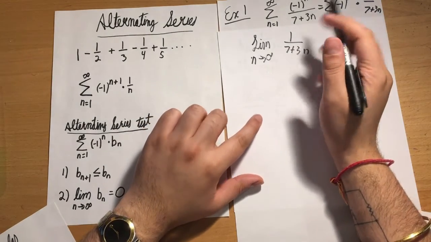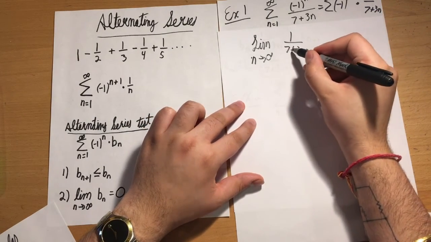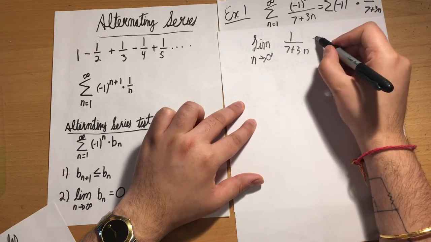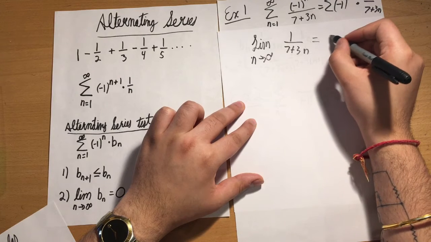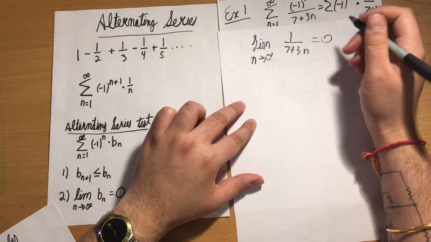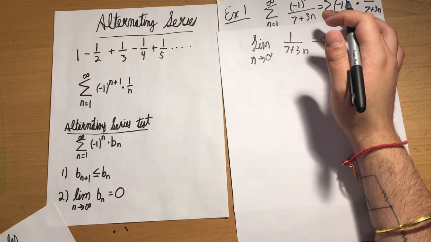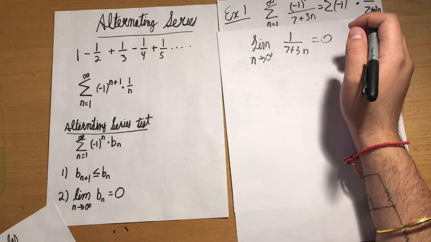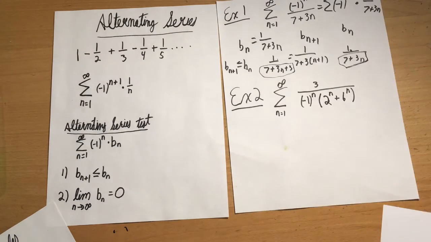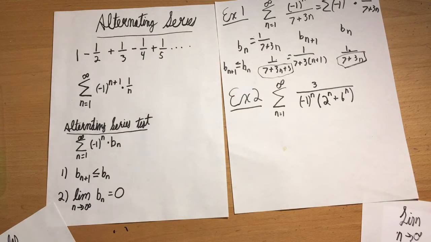So from here, I think it's kind of simple to say that this fraction gets smaller and smaller over time, meaning that this limit should end up equaling 0. So the second condition is also met, meaning this particular series converges. Now let's look at the next example of this.